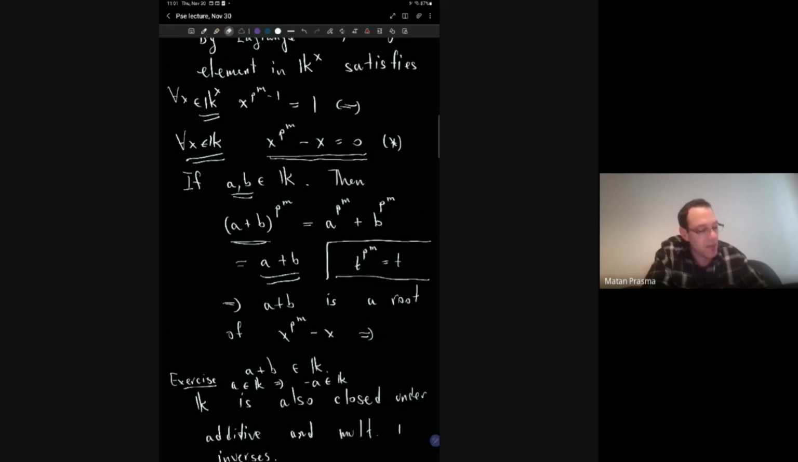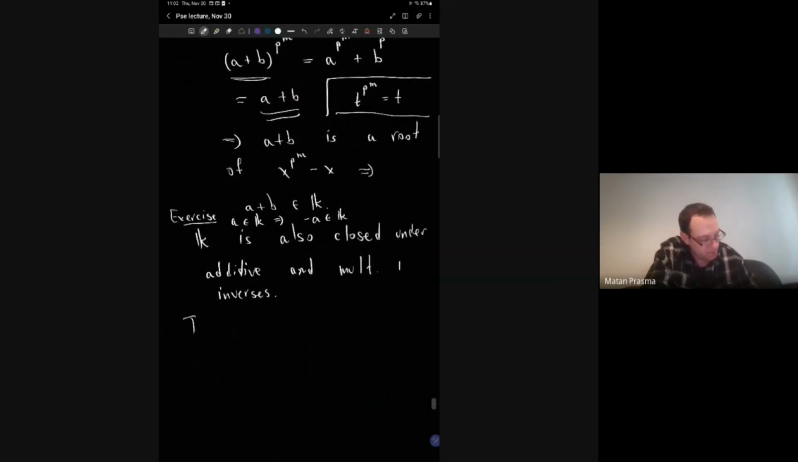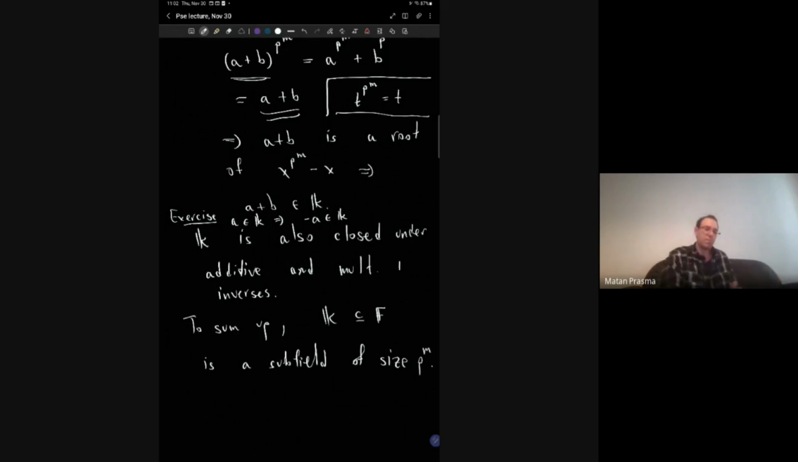And this is all to say, to sum up, we have a subset of F which is a field. So this is a subfield of size p^m. Of course, this relies on the fact that m divides n.